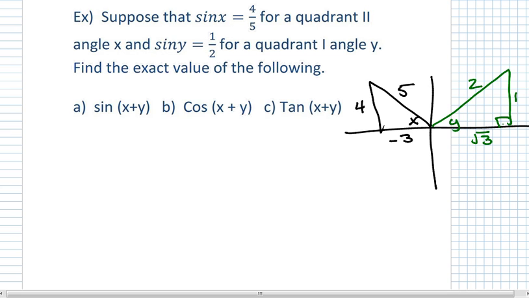So now it wants you to find sine of x plus y. Well, remember, sine of x plus y is sine x cosine y plus cosine x sine y. Going back to the last chapter. Well, sine of x, notice x is over here, so you go opposite over hypotenuse, that's 4/5. Cosine y is the square root of 3 over 2 because it's adjacent over hypotenuse.